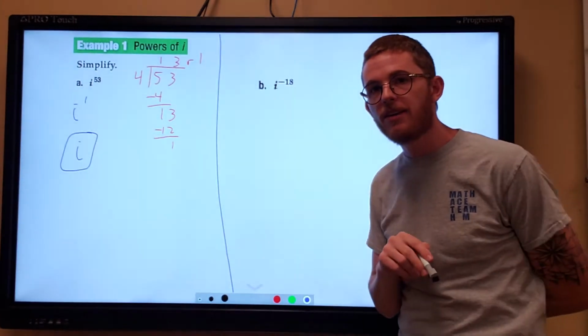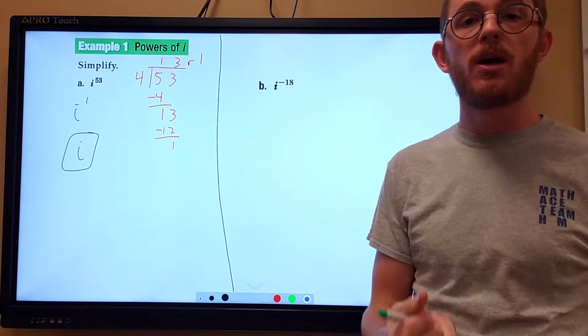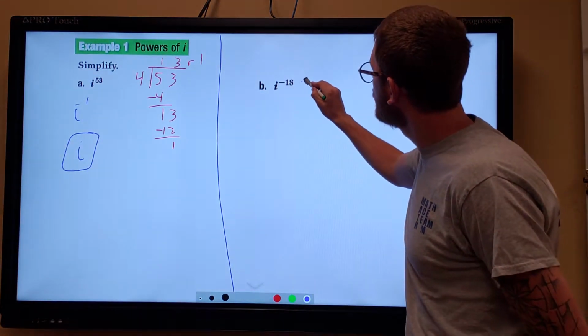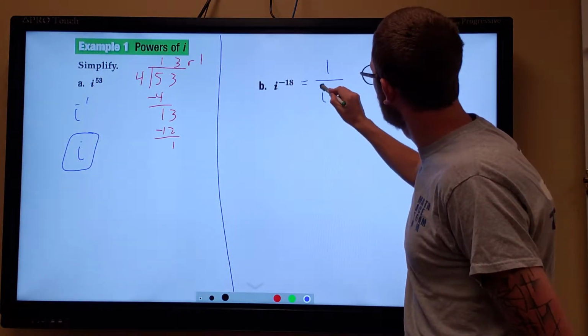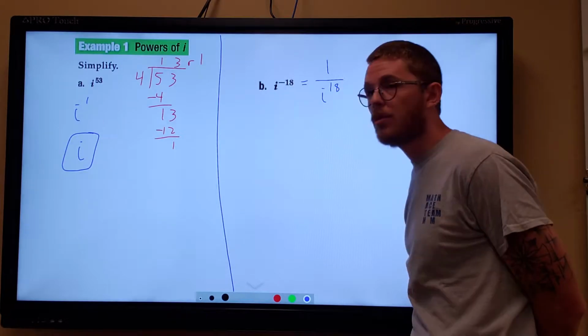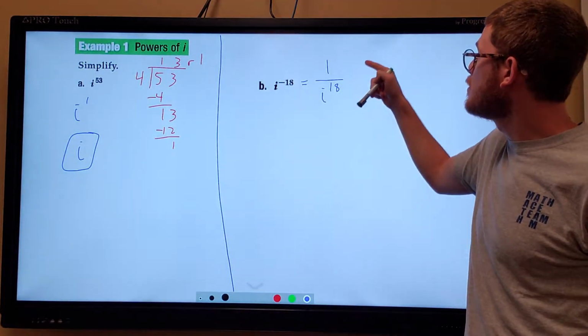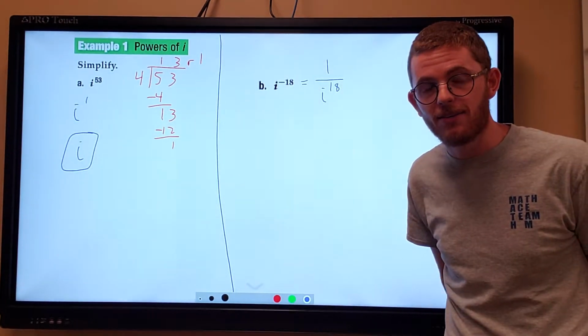I to the -18th power, well, the first thing we need to remember is an exponent rule. Whenever we have a negative exponent, we're going to bring it to the bottom and make a fraction. This is the same thing as 1 over I to the 18th power.